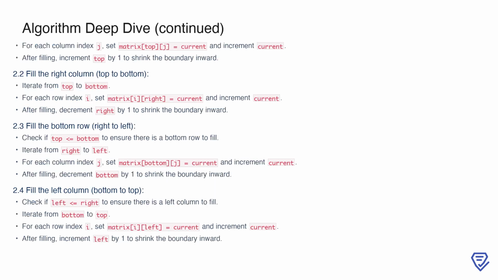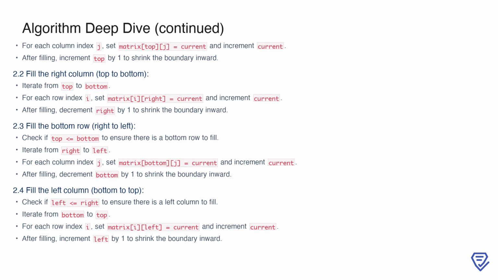We begin filling the matrix by processing one layer at a time. First, we fill the top row from left to right. Using a loop that iterates through column indices from left to right, we assign the value of current to each cell in the top row, incrementing current after each assignment. Once the top row is filled, we increment top by 1, effectively moving the boundary inward to the next unfilled row below. Next, we fill the right column from top to bottom.